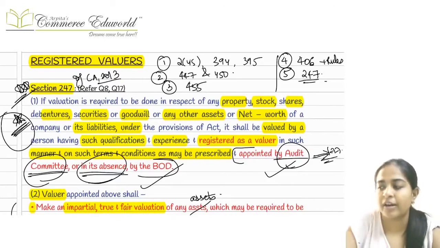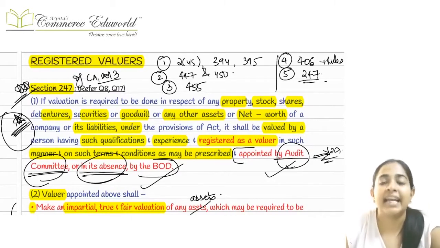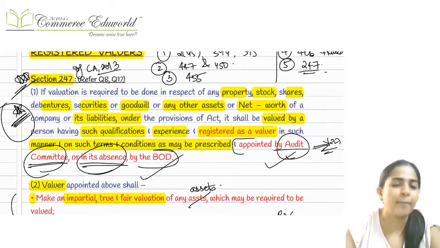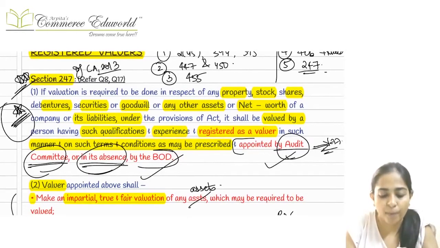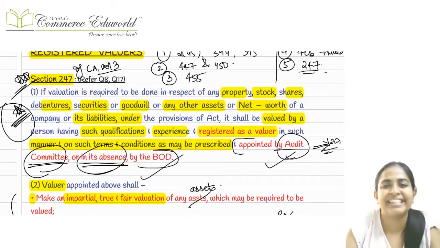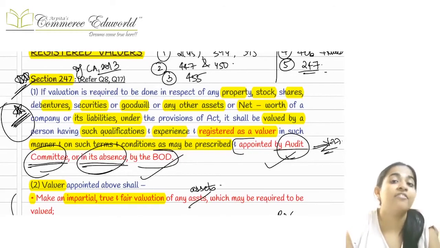Registered valuers, the most important thing here is section number 247 of the Act, the provisions of the Act, where they say that if a company wants to get its assets, liabilities, property, net worth, goodwill, or securities valued, then the company shall appoint an experienced and qualified person called a registered valuer.